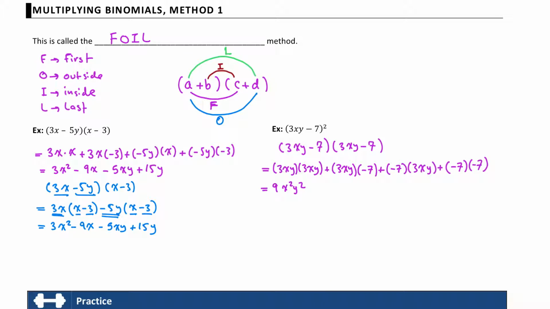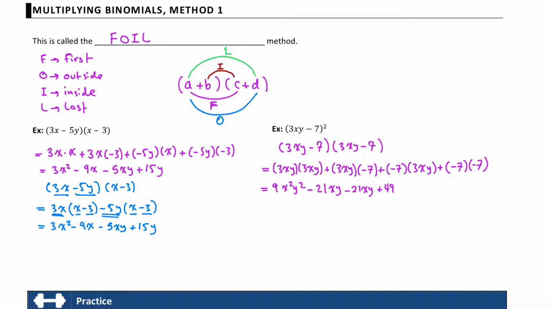Second term, 3xy times negative 7 gives me negative 21xy. And then I have negative 7 times 3xy, which gives me negative 21xy. And then I have negative 7 times negative 7, which is positive 49.